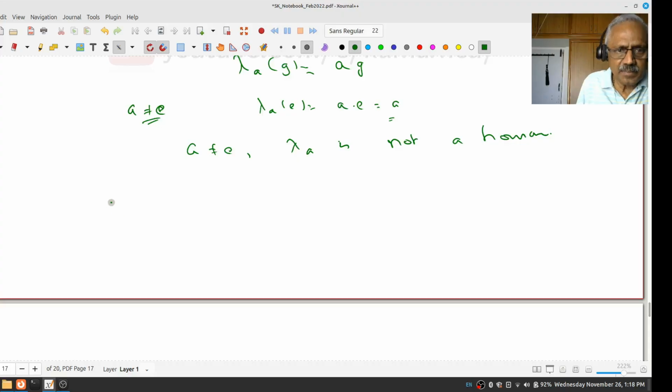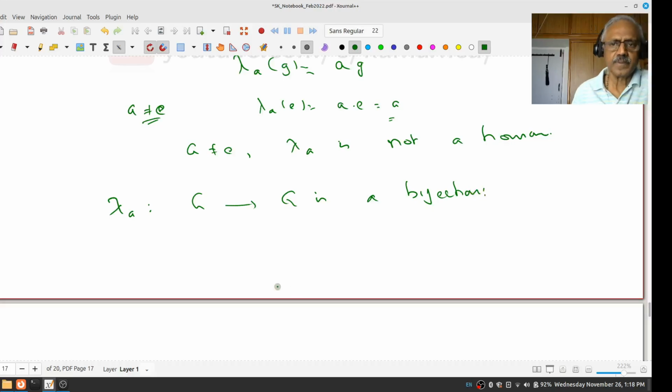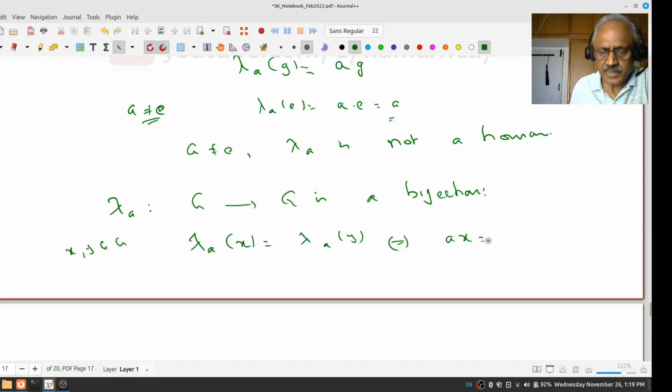But I claim it's a bijection. Lambda A from G to G is a bijection. Why? Let us look at whether it is one-one. Suppose lambda A of X equals lambda A of Y, where X and Y are in G. This happens if and only if Ax equals Ay.